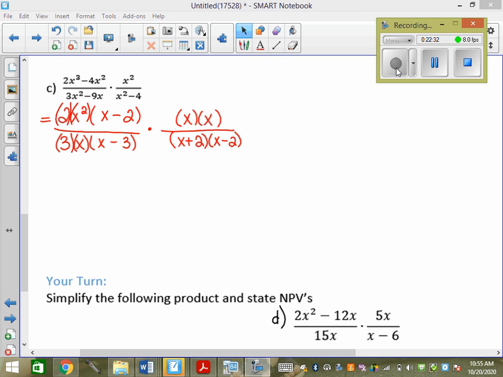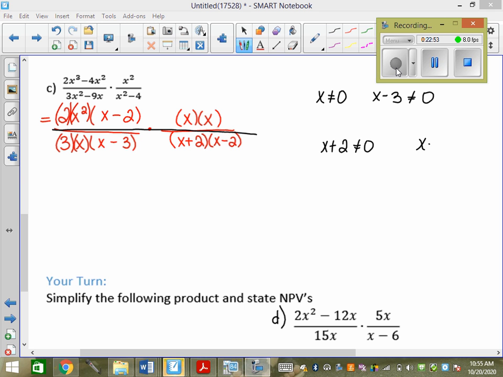So we have to state non-permissible values, remembering that once we've taken out GCFs and difference of squares, we can draw a whole bottom and a whole top. So we get 3 cannot equal 0, which I don't have to state. X cannot equal 0. X minus 3 cannot equal 0. X plus 2 cannot equal 0. X minus 2 cannot equal 0.